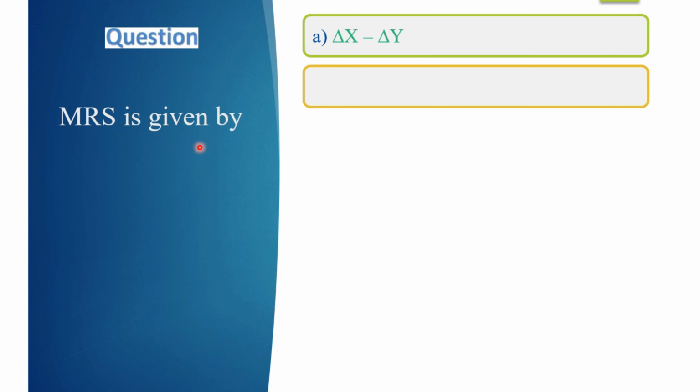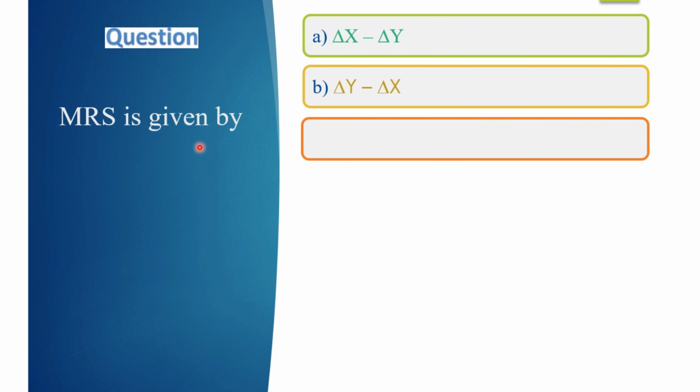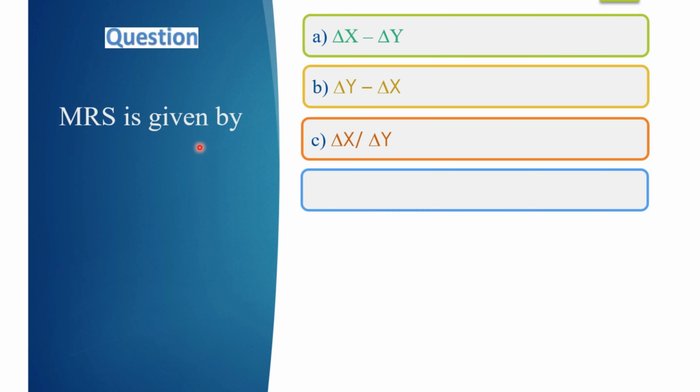Here MRS means marginal rate of substitution. Option number 1 is delta x minus delta y. Option number 2, or option B, is delta y minus delta x. Option number 3 is delta x upon delta y. Or option D is delta y upon delta x. So the correct answer is, formula for the MRS is delta y upon delta x.